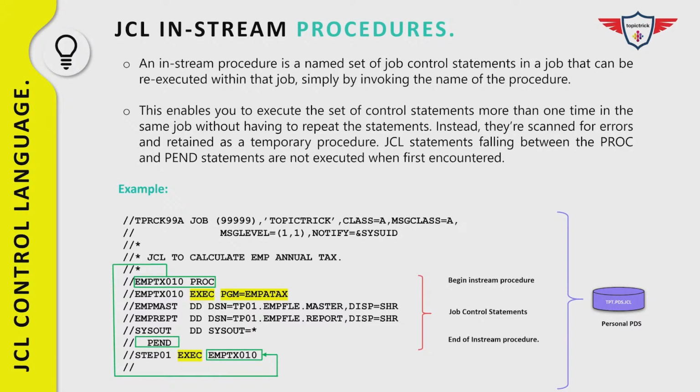So the maximum number of in-stream procs that can be included in a JCL is 15. So let's see how many of you have got the correct answer. Now let's talk about the catalog procedures.